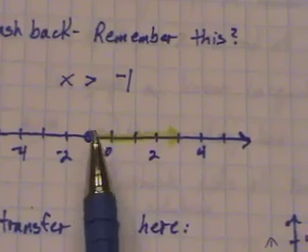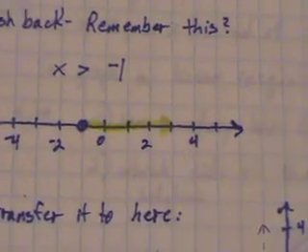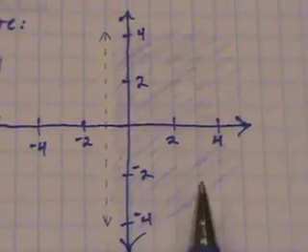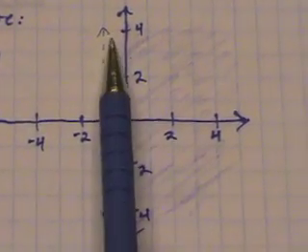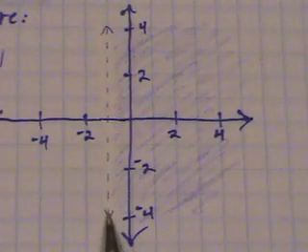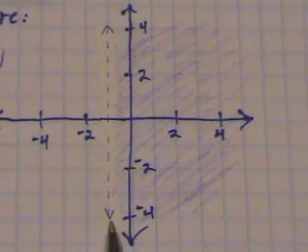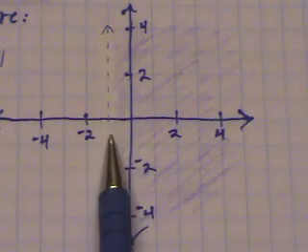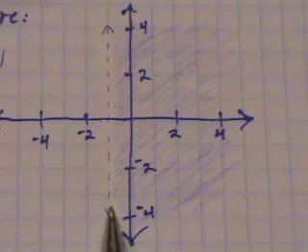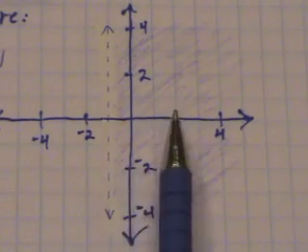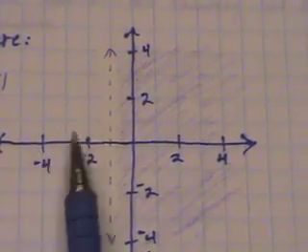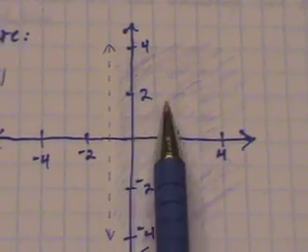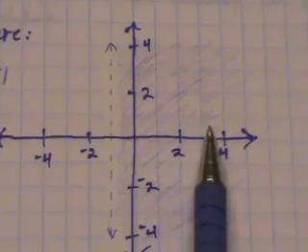Here's one way to show this information one-dimensionally. Here's what it looks like two-dimensionally. We had to create a boundary line at x is equal to negative 1. That was our first step. We had to make it a dashed line because it doesn't include negative 1. And then we had to figure out which side of that line has our solution. x is greater than negative 1, so we're over here.